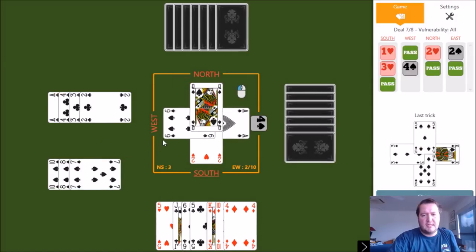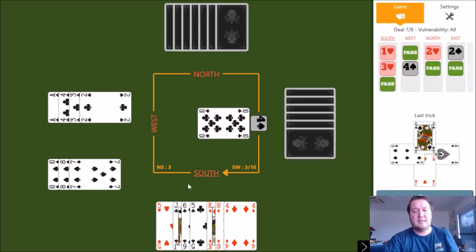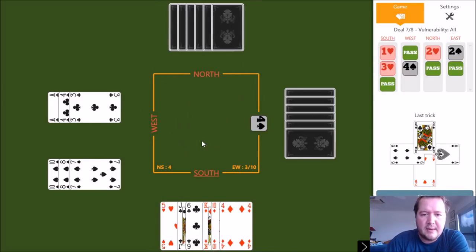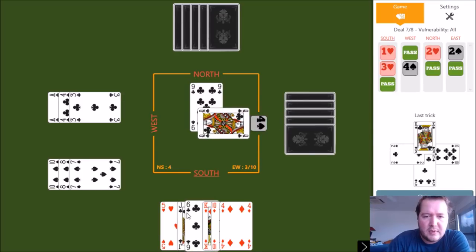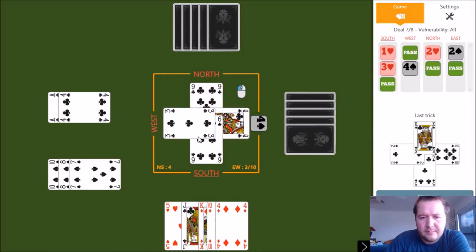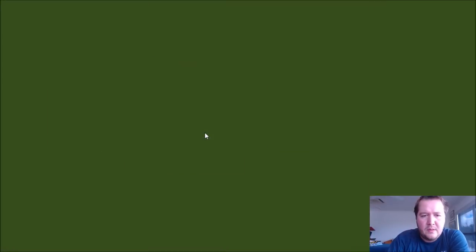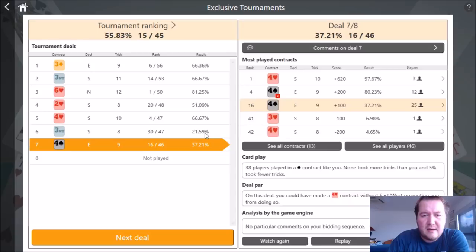East has 5 spades to the ace, king, jack. Okay, and my partner got a club trick, which is good, and they have the remainder. Yeah. So I reckon that one's okay. What? 37%. Wow.